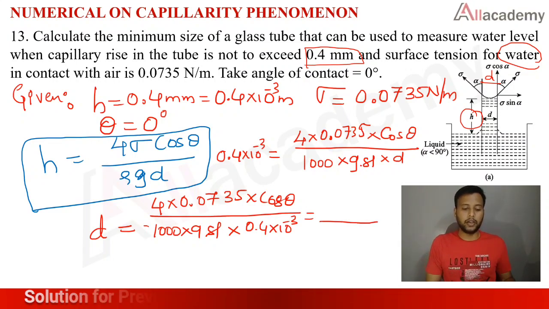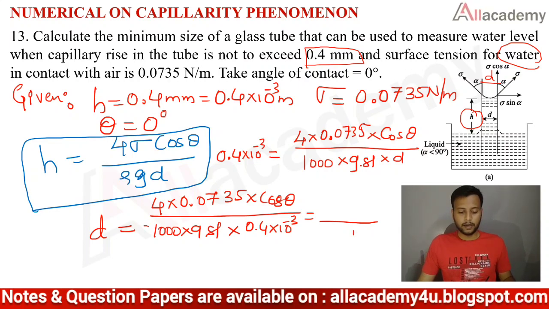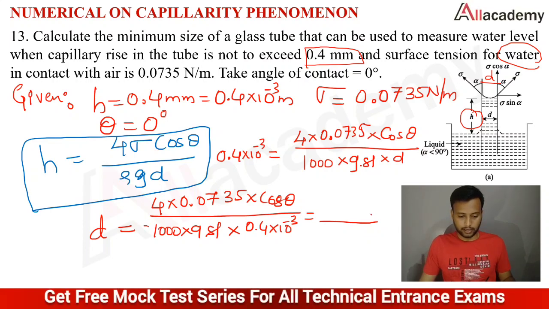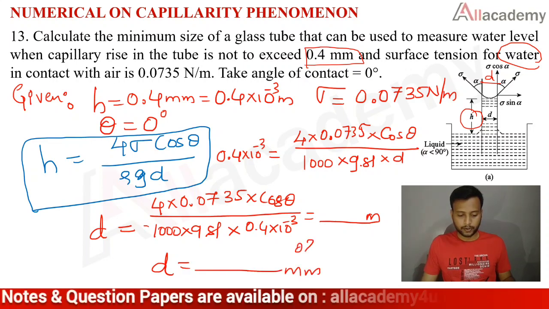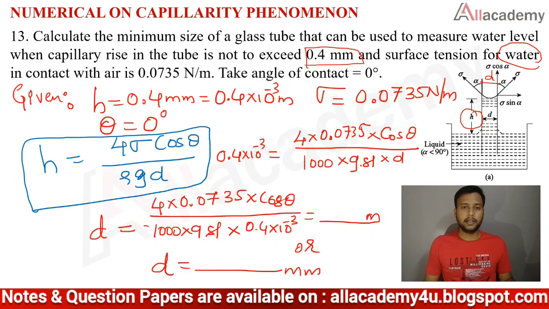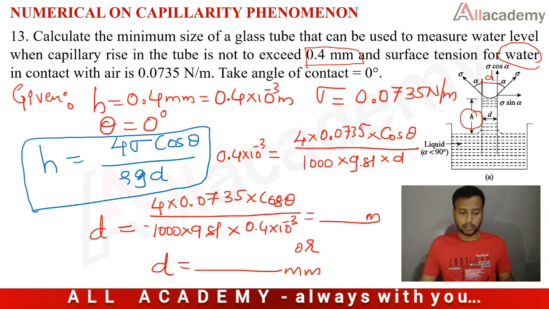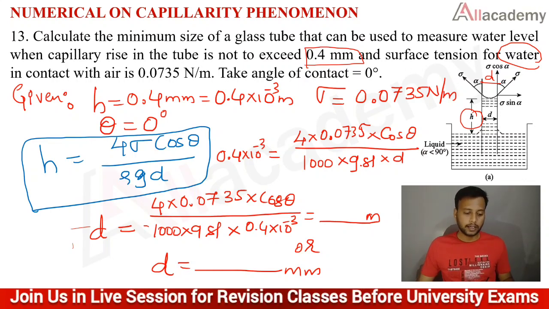Whatever d value you get will be in terms of meter, and you can also write it in terms of mm, since h is given in mm. Convert that. Whatever answer you get, please mention it in the comment box. I have solved 90% of it. You only need to get the final answer, the d, by simplifying this equation. Okay, let us move to the next problem statement.